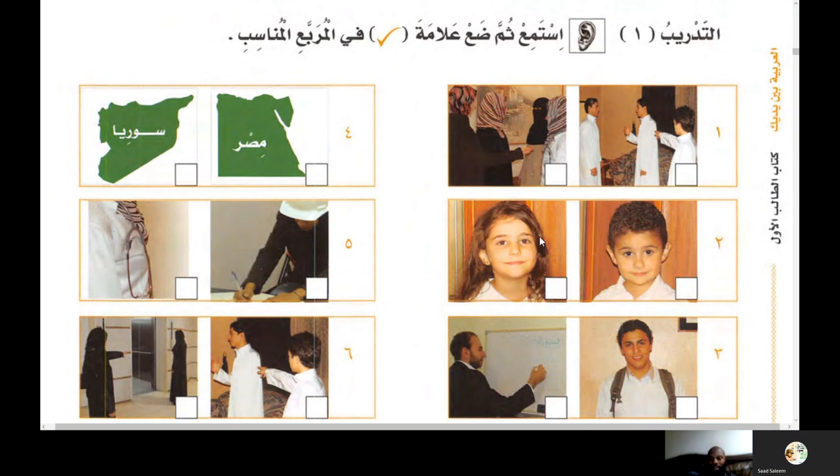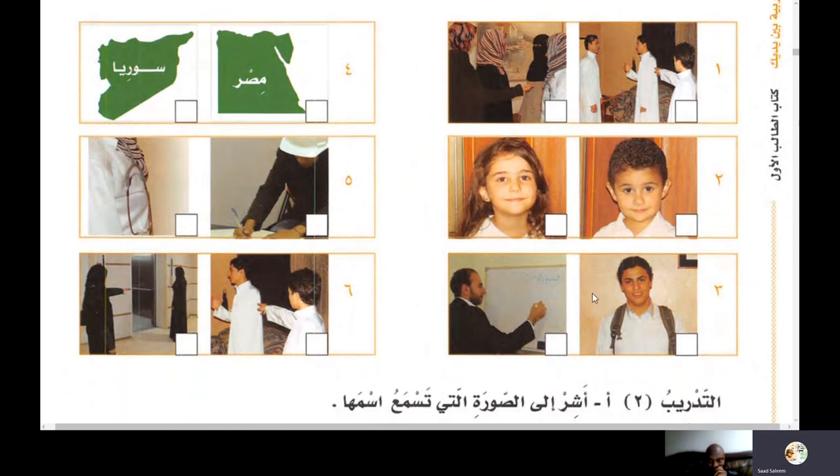Ibna. As-Suratul Ula. Ibna means daughter. As-Suratus Saniya. Yes. Ibn means son and Ibna means daughter. Oh, Ibn. Okay. As-Suratus Saniya. Good. Mudarris.